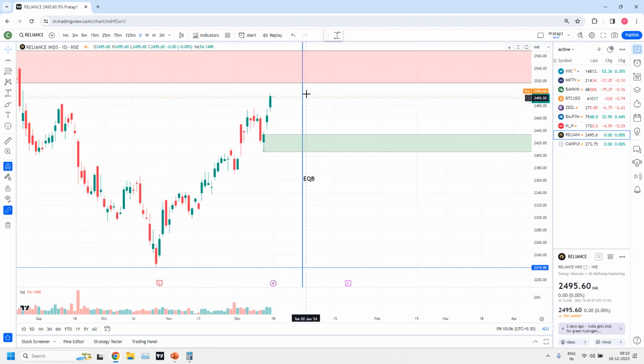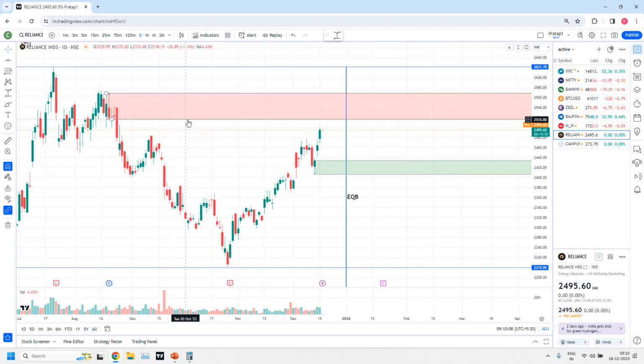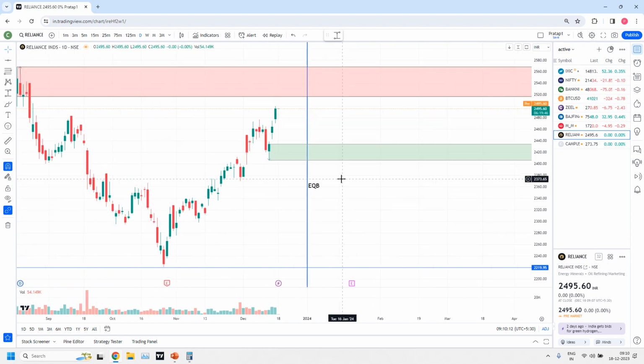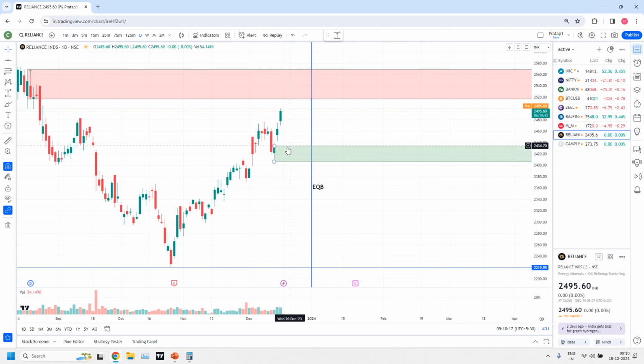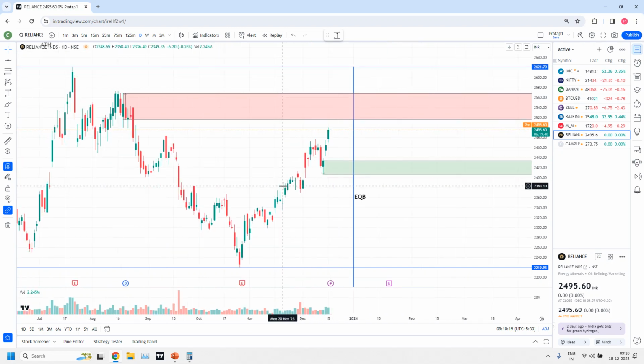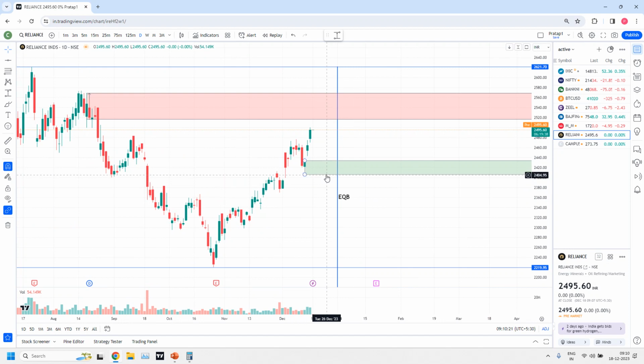So what is your target? That is the proximal line of this particular supply zone. And what is your entry? That is the proximal line of this demand zone. So what is your stop loss? That is the distal line of this demand zone.